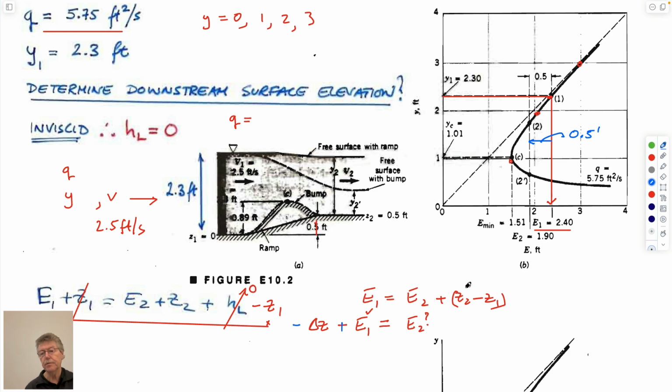I wrote it just by moving this around. So we're subtracting off an amount 0.5 from 2.4, and we'd find out that the energy at this particular location downstream is that. And so what that means is that if we subtract off 0.5, we're either sitting at this point here or this point here.